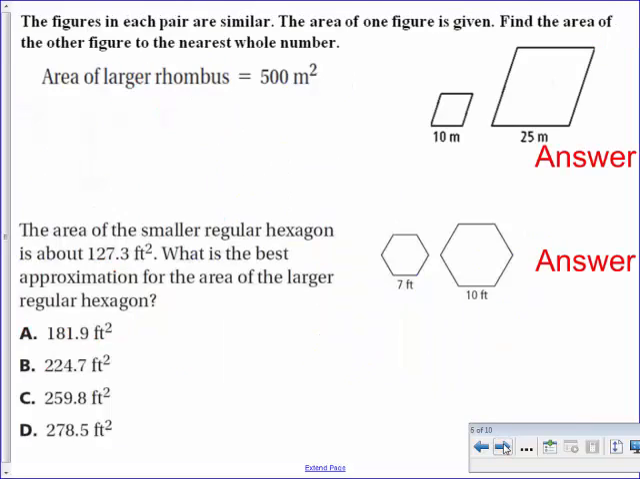Let's try another. In this one, it gives us that the area of the larger rhombus is 500, and you're trying to find the area of the smaller one.